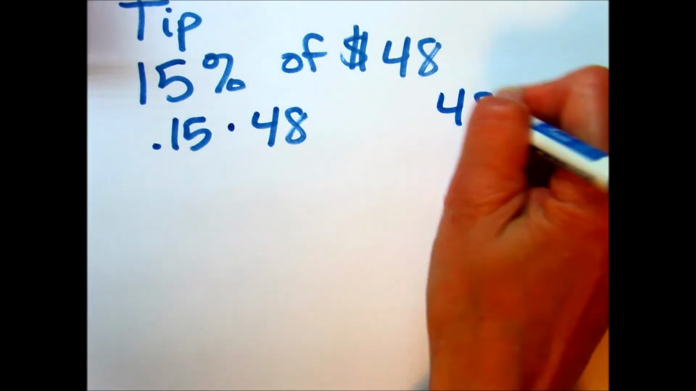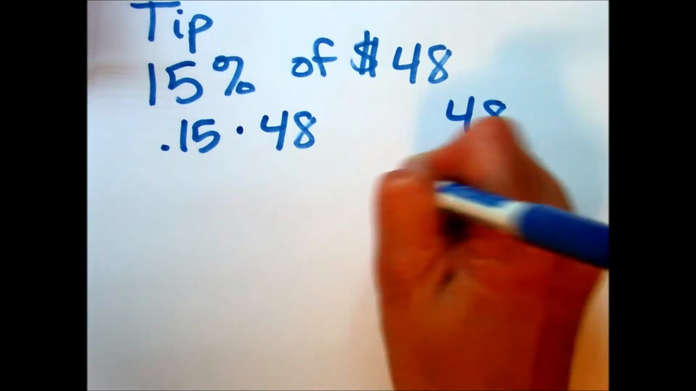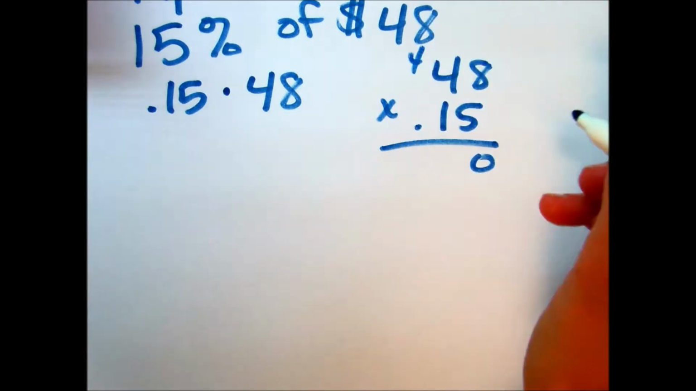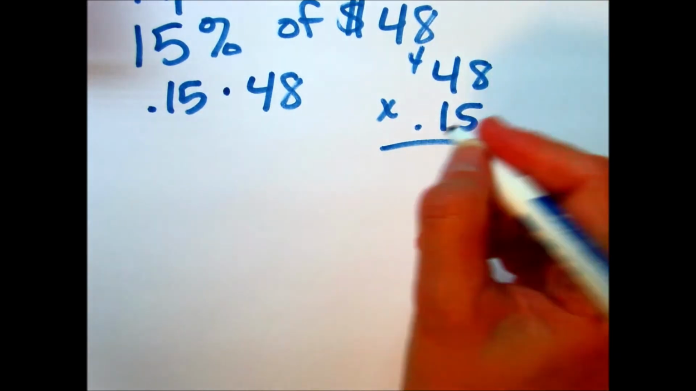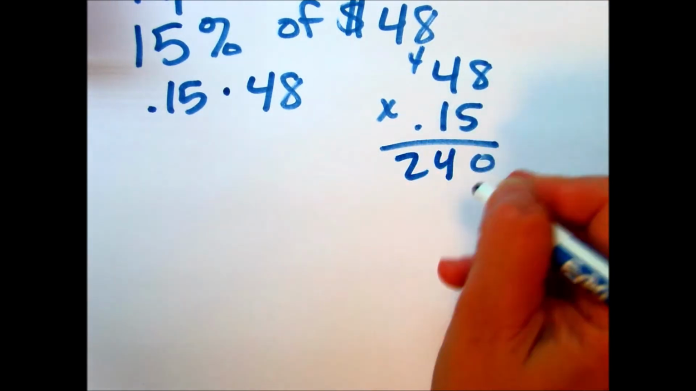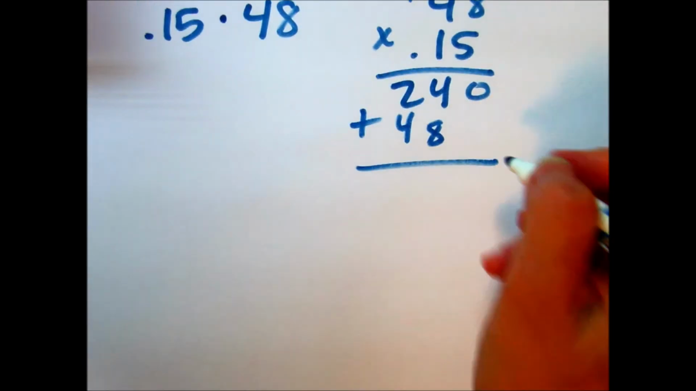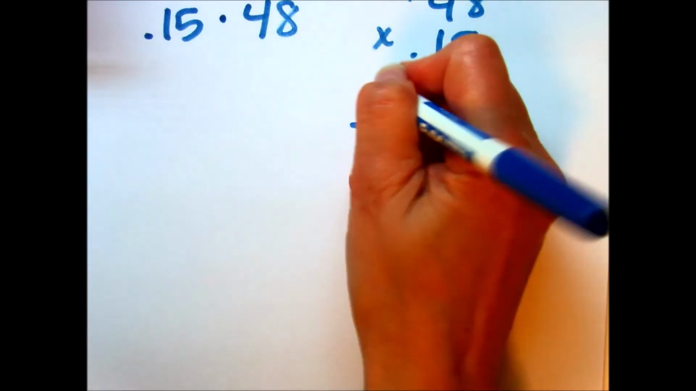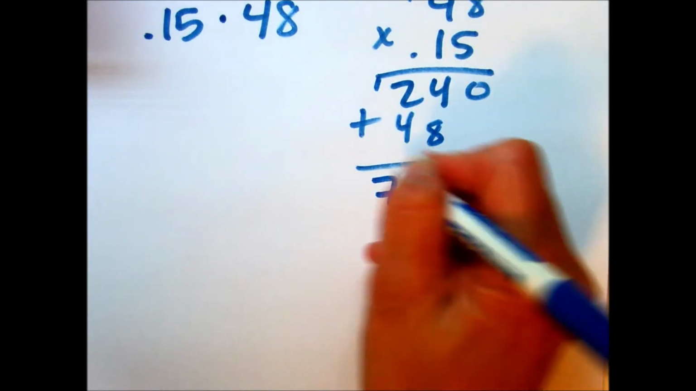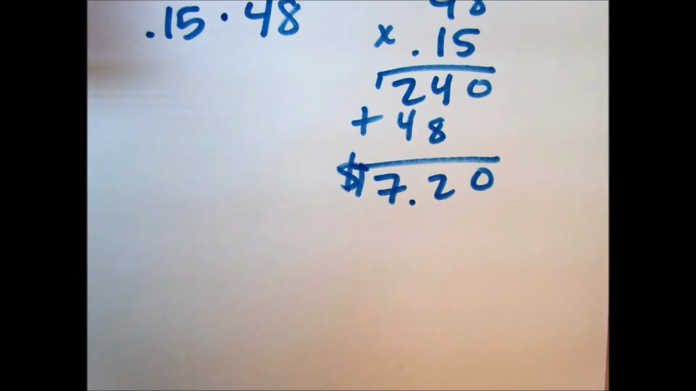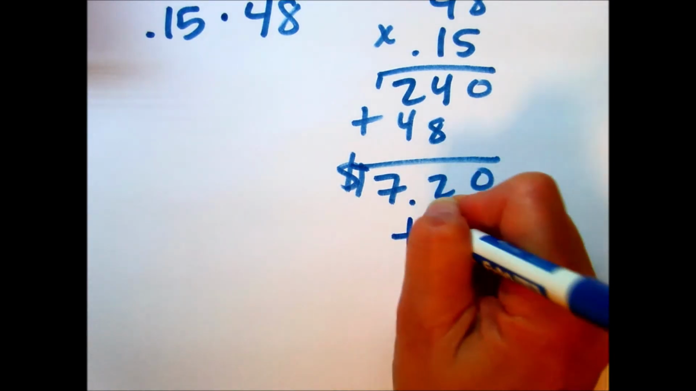Again, a little side math here. And we get 40. That's 20 plus 4 is 24. And then 8 and 4, 12. So it looks like the tip is going to be $7.20. Okay, that's the tip.